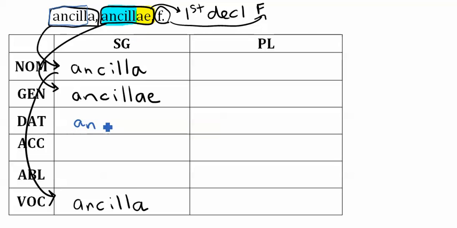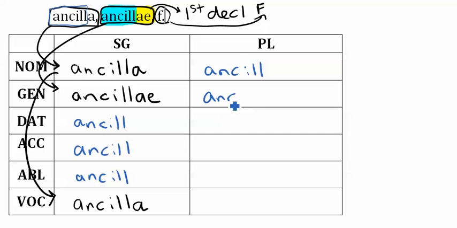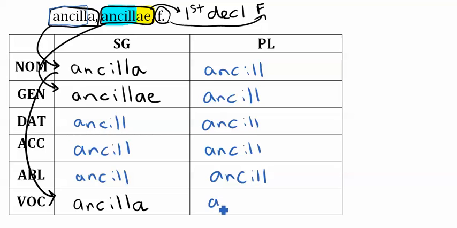Next part, copy that same stem from the genitive singular into any empty box. So I'm going to come back down to my chart, and I'm going to put my true stem, ancill, into all my remaining boxes. Once I've done that, I'm ready to go on to the fourth and final step.